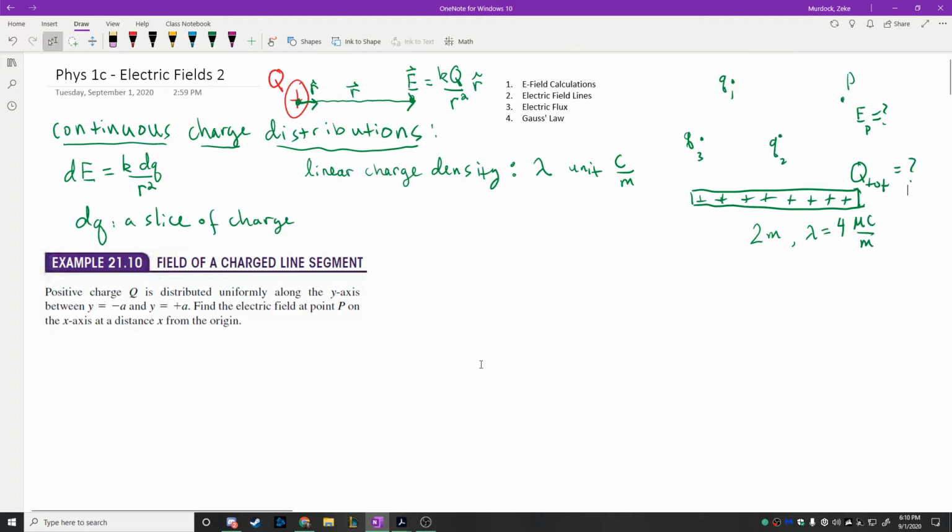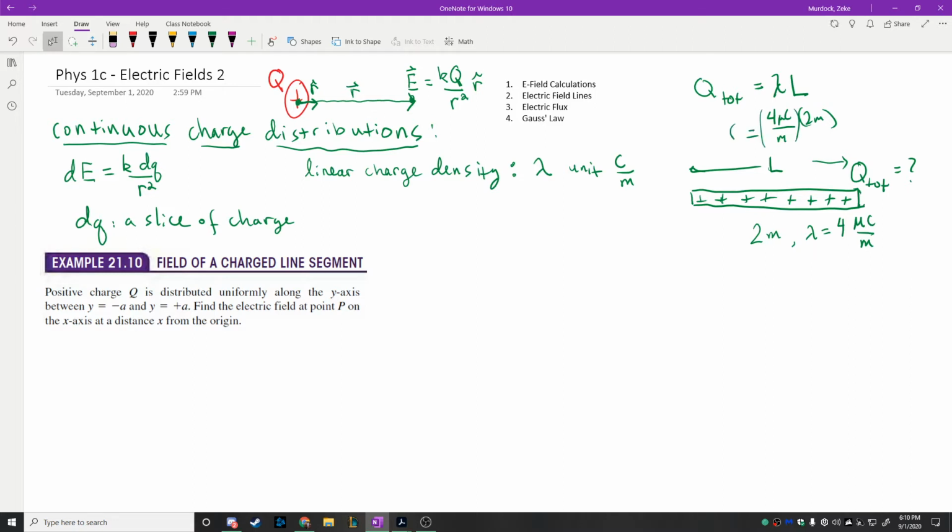What would the total charge on the rod be? If I've got a rod, and I tell you it's 8, and you got that by doing what? You're basically saying that Q total is equal to the charge density multiplied by the length. Let's call this the length of the rod here. Lambda times L. And like what Ash put in chat, you do 2 meters right here, multiply by 4 microcoulombs, and that gives you Q total.